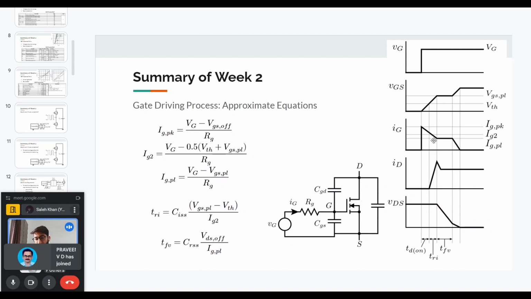Using these current values, we can find the rise time of the current and the fall time of the voltage using the capacitance values in the data sheet. You just use the C dV/dt equation. You will find that these equations can be used to find the rise time of the current and the fall time of the voltage. Again, these are approximate equations. They will just give you an idea of around which values the actual rise time and fall time will be.